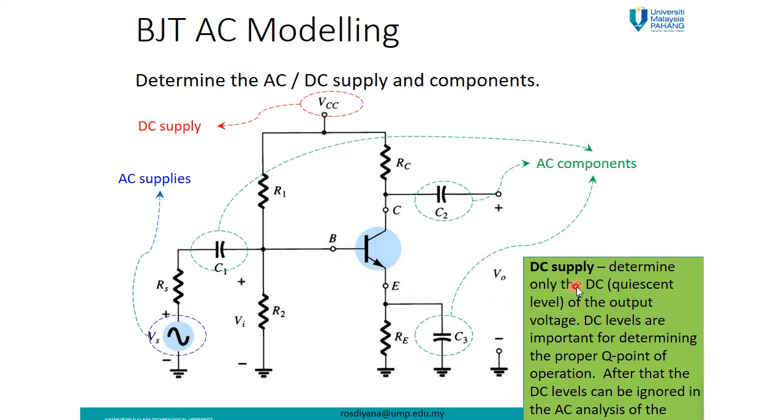Okay. The DC supply determines only the DC quiescent level of the output voltage. DC levels are important for determining the proper Q point of the operation. After that, the DC level can be ignored in the AC analysis of the network. Okay, to do the AC analysis, remember that some values you have to get from the DC analysis that you have learned before in the DC biasing chapter. In that chapter, we learn how to get the Q point, how to get the currents, and also how to get the voltage level, and then use those values for the further analysis in AC.